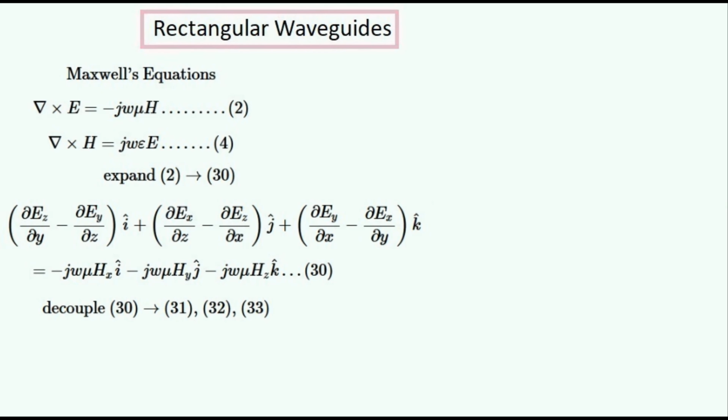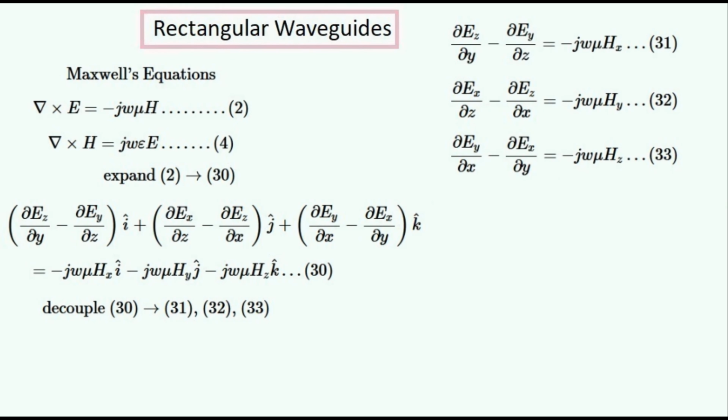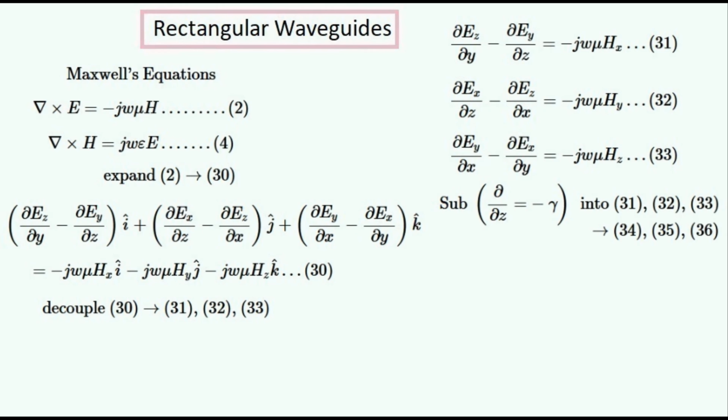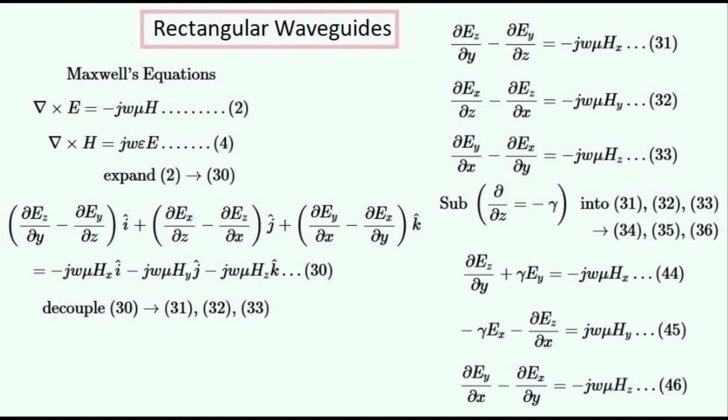Now to decouple this equation, the expressions for each unit vector can be separated out. Decoupling this equation gives us these three equations. We can substitute gamma for this operator in each of these three equations. Making this substitution gives us these three equations.